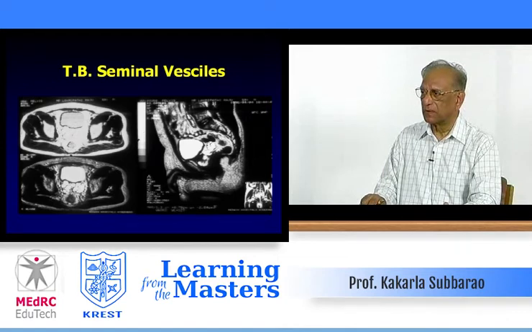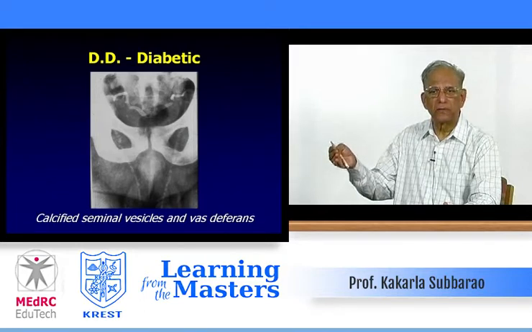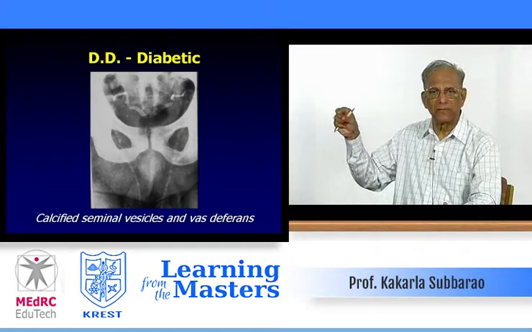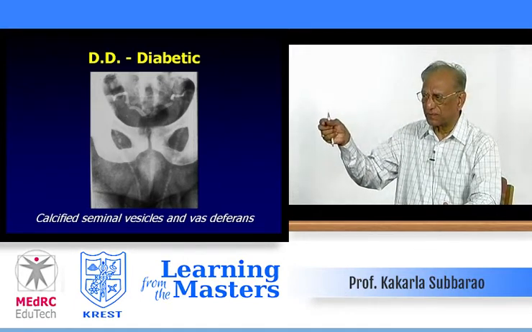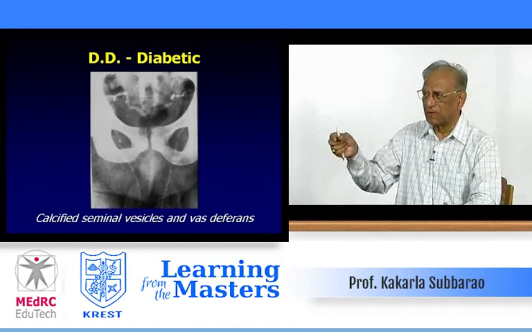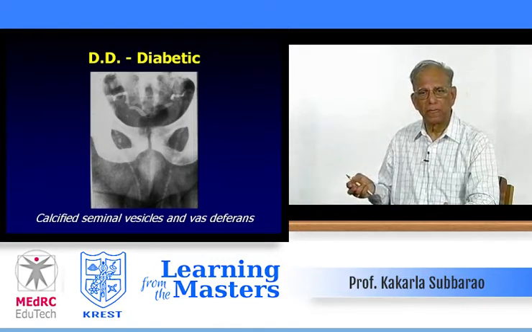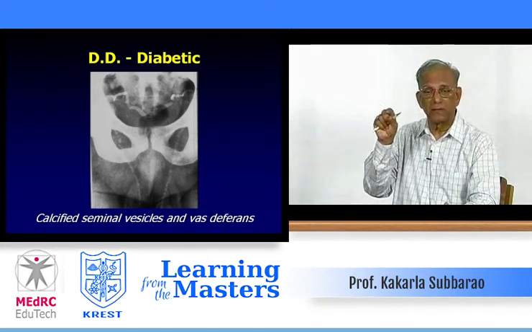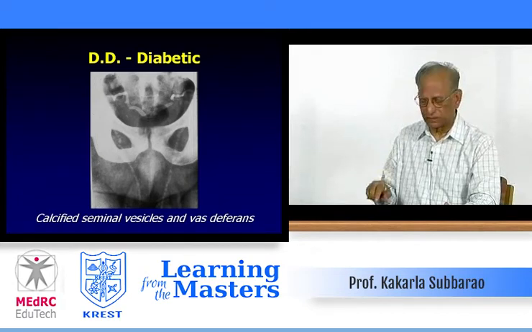Again, MRI showing the same thing. And a plain film of the pelvis, including the pubic symphysis, you could see nicely calcified seminal vesicles, contracted, tubular. Not only that, the vas deferens also calcified. This is typical of tuberculosis, but occasionally in diabetic patients you may see calcification of the seminal vesicles and vas deferens also. So one has to be very careful.